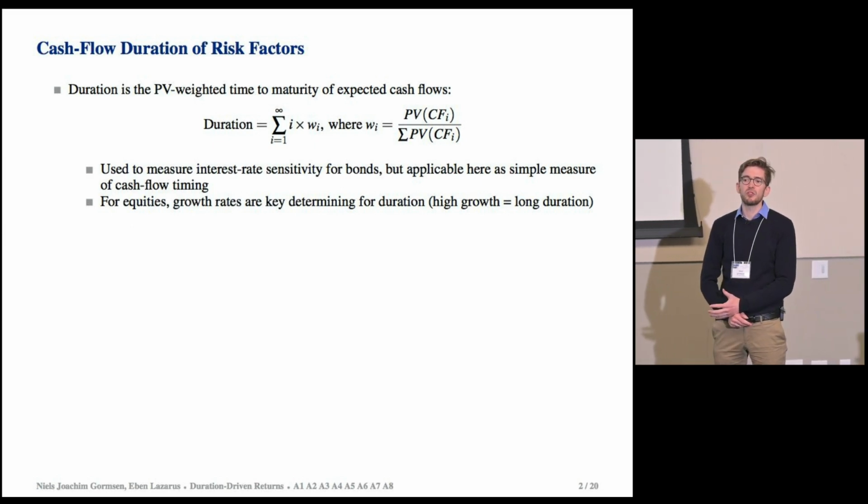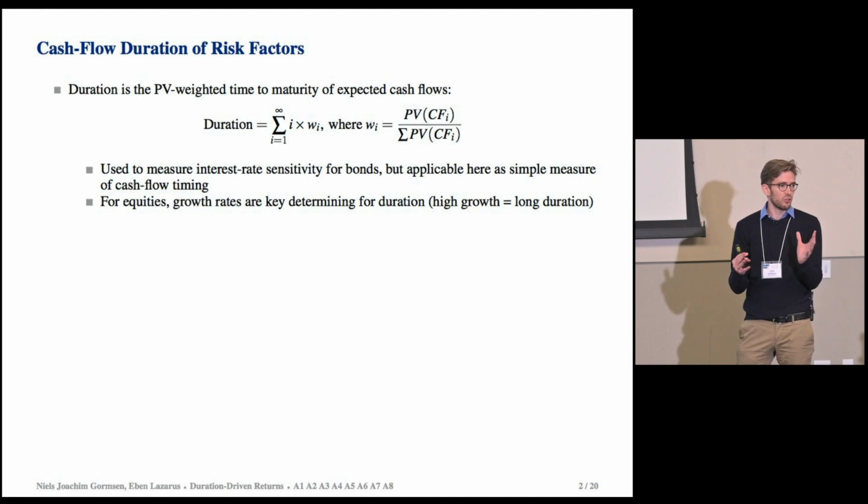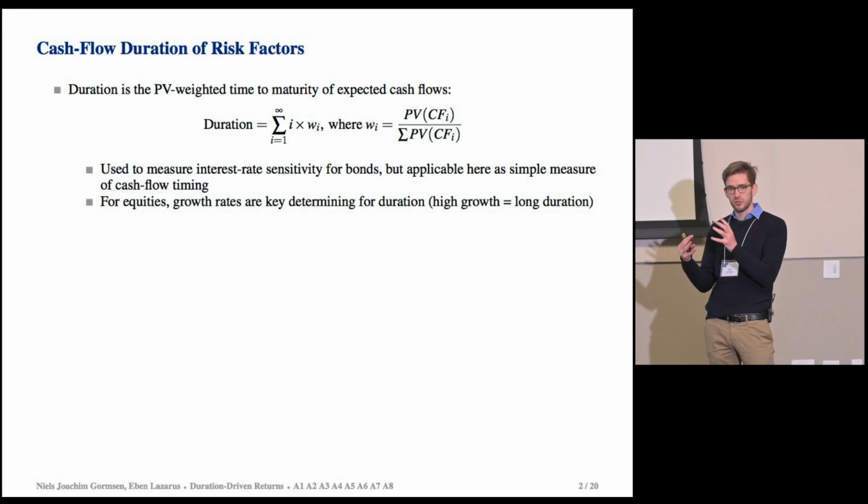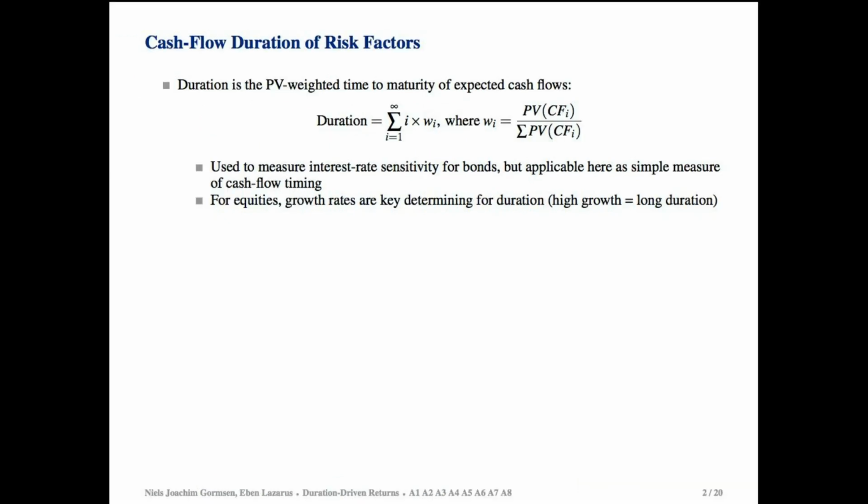But we're mainly going to think of duration as a measure of the timing of cash flows. We're just going to use it basically to say whether an asset earns money in the near future or the more distant future. The other thing is that in the fixed income literature, we often pin down the duration more or less by the maturity of the bond. A bond with a 20-year maturity has a longer duration than a bond with a 5-year maturity. Now, equities are perpetuities, so that's not going to work.